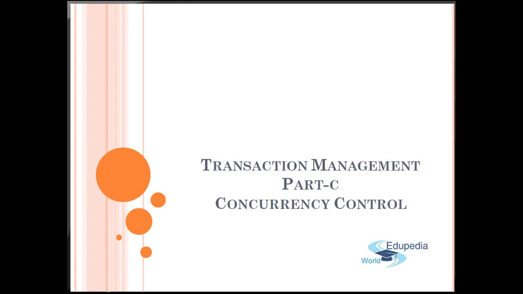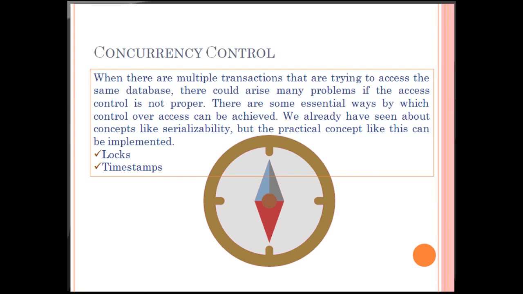In this session, we will learn about part C, that is concurrency control of transaction management. What is concurrency control? When multiple transactions are trying to access the same shareable resource, there could be some problems that may arise if access control is not done properly. There are some important mechanisms by which access control can be maintained.